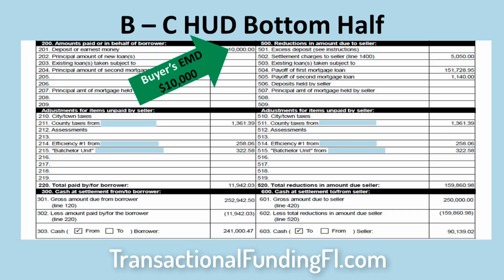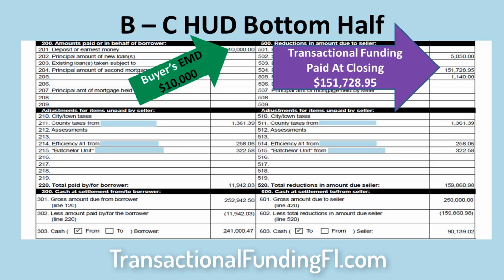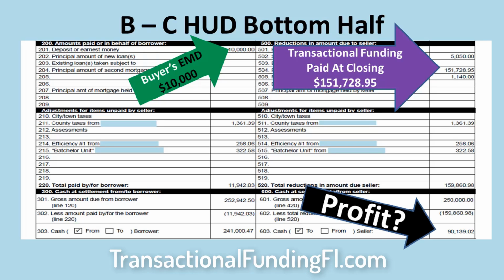The point being that you always get a higher earnest money deposit from the end buyer in case they don't close. You still make money even if you don't close. There's the transactional funding paid at closing, $151,728.95. There's what should be, in a normal situation, the profit. That's because the transactional funding was paid back.